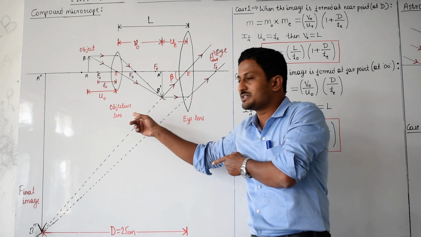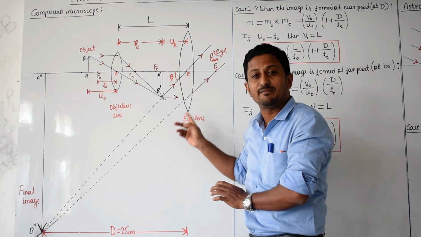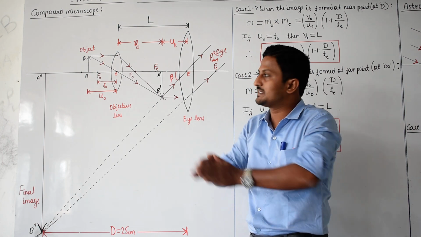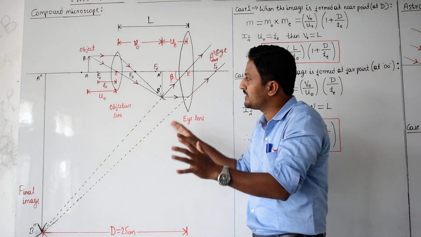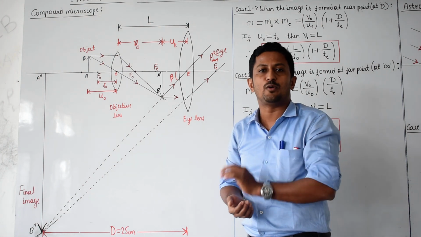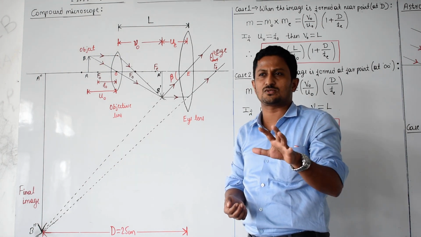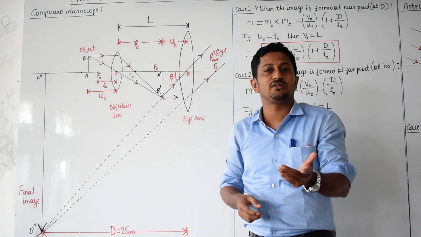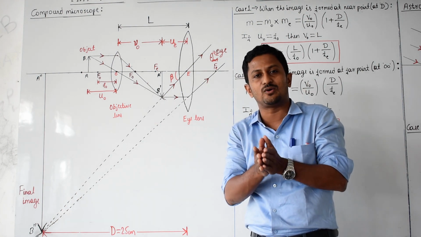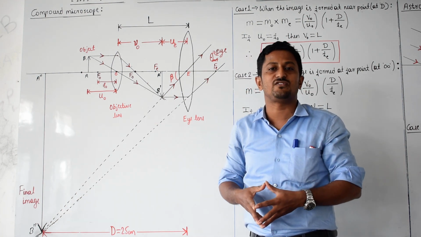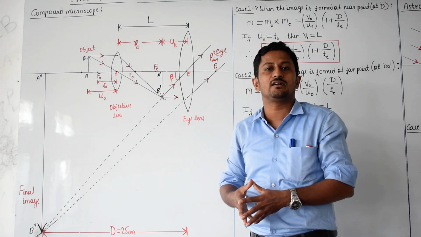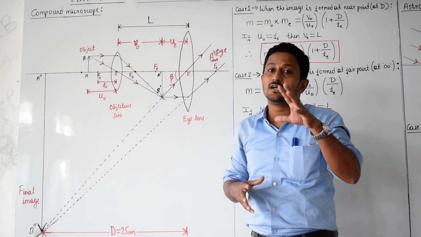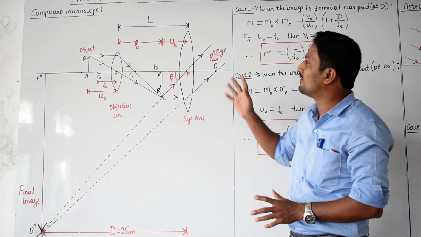One is magnification by the objective lens and another one is the magnification by the eye lens. This combined magnification, this combined effect, this entire instrument we call a compound microscope. Have you understood what compound microscope means? When the magnification produced by one single biconvex lens is not sufficient, then we go for more magnification, and then we call it a compound microscope. This is very important.